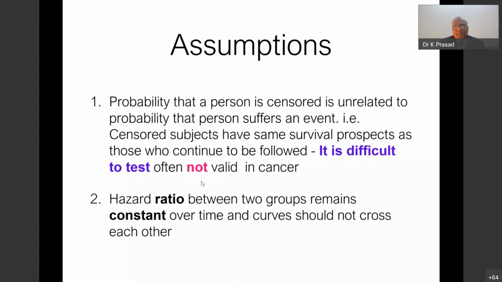The other thing is that the hazard ratio between the two groups remains constant over time. I will talk about hazard ratio next time, so I will leave it at this point. But that is another thing that will be visible in the curve if they don't cross each other. I will show you one curve which crosses, in which case the hazard ratio is not constant, then that will be a problem. But we will discuss hazard ratio next time.